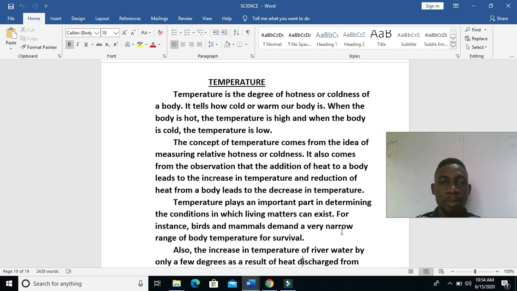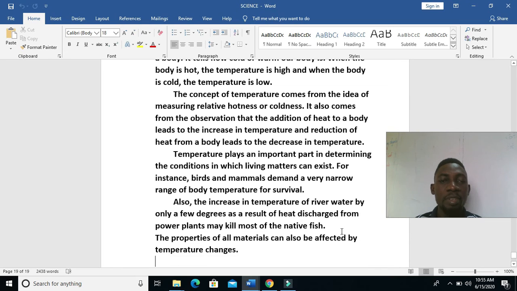So the concept of temperature comes from the idea of measuring relative hotness or coldness. So measuring temperature is as good as measuring how hot or cold a body is. That's what that is actually talking about. It also comes from the observation that the addition of heat to a body leads to increase in what? Temperature. And the reduction of heat from a body, taking away heat or bringing it down, leads to decrease in temperature. That's a point I've repeated over and over again.